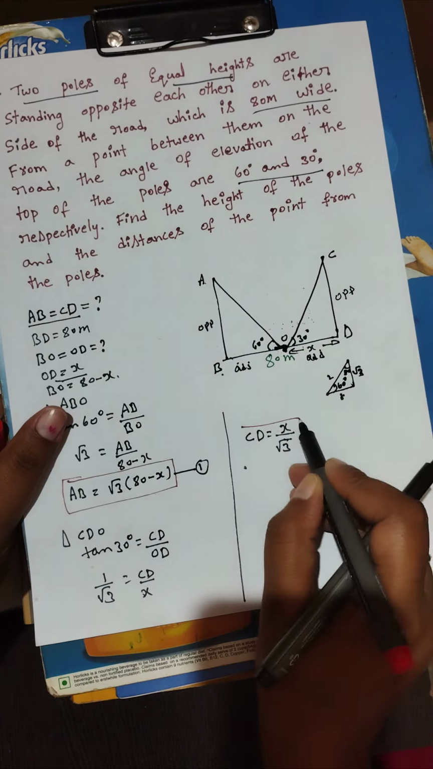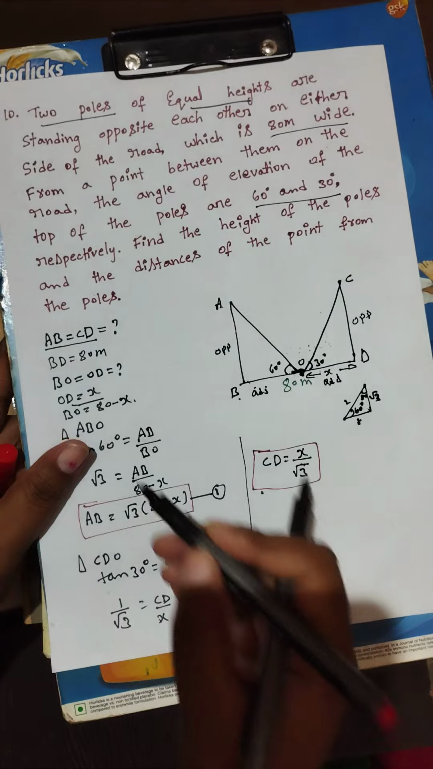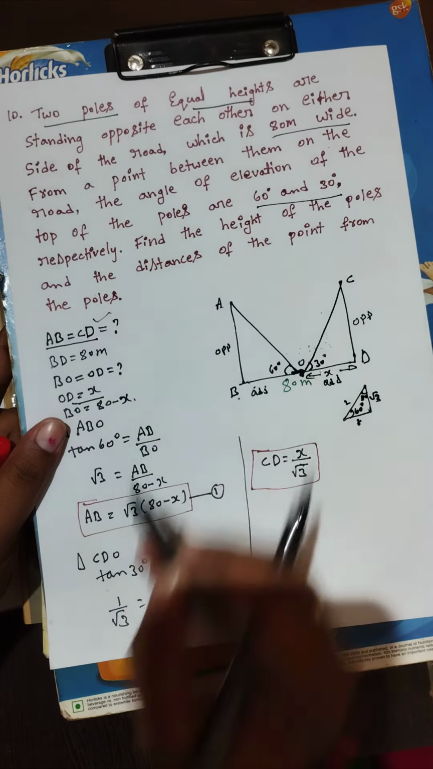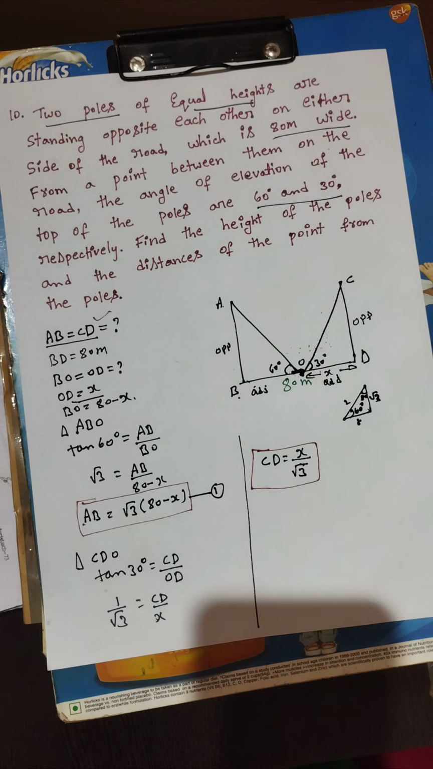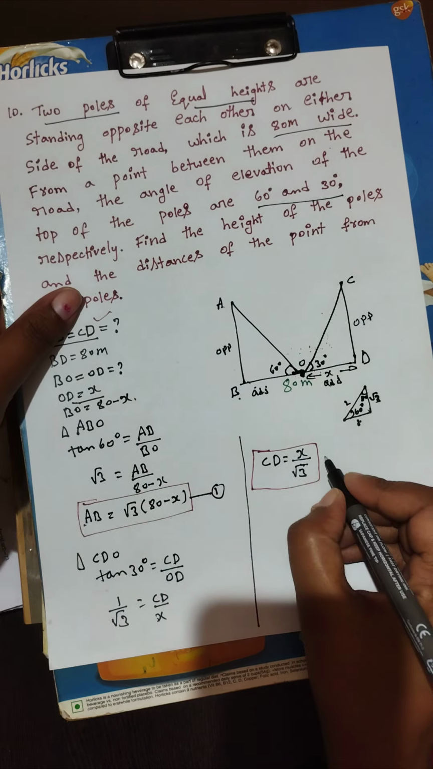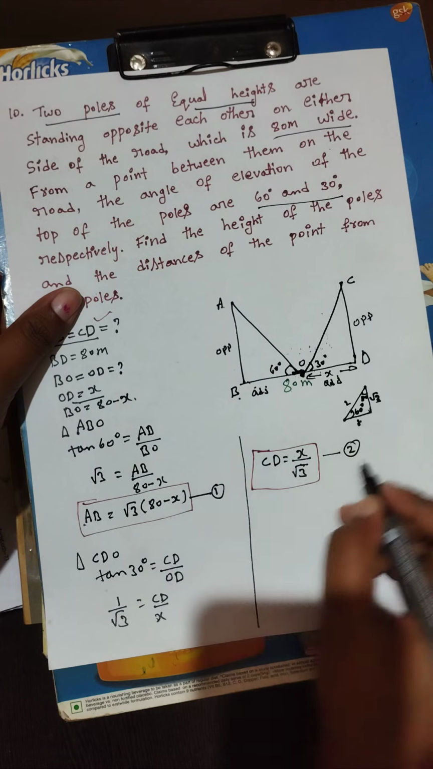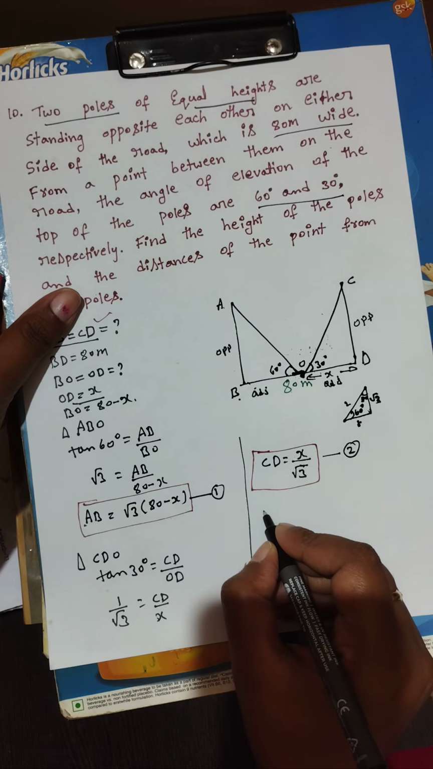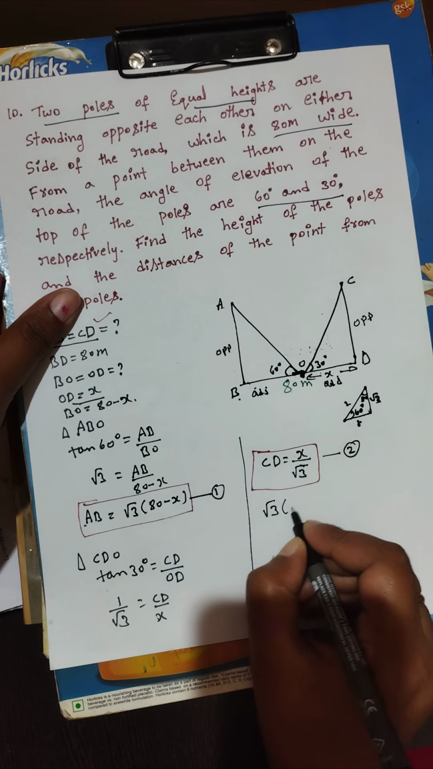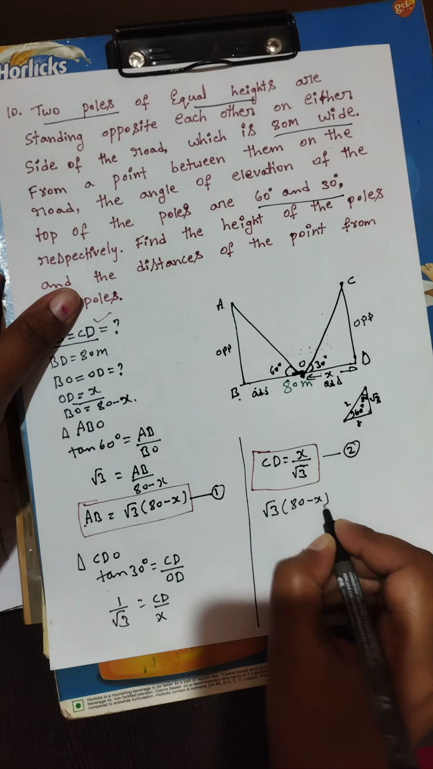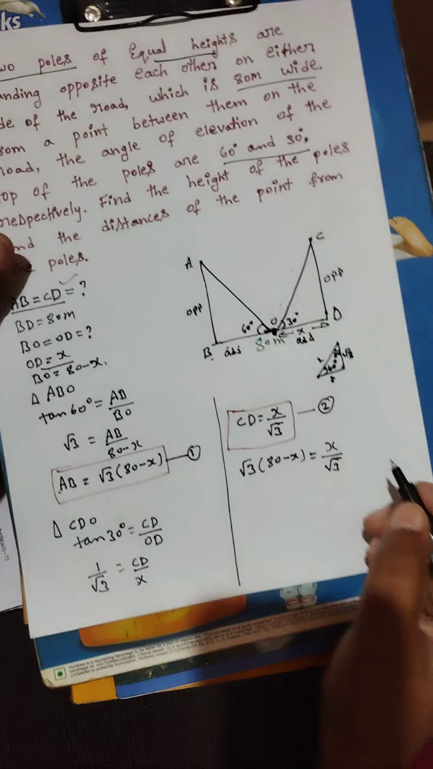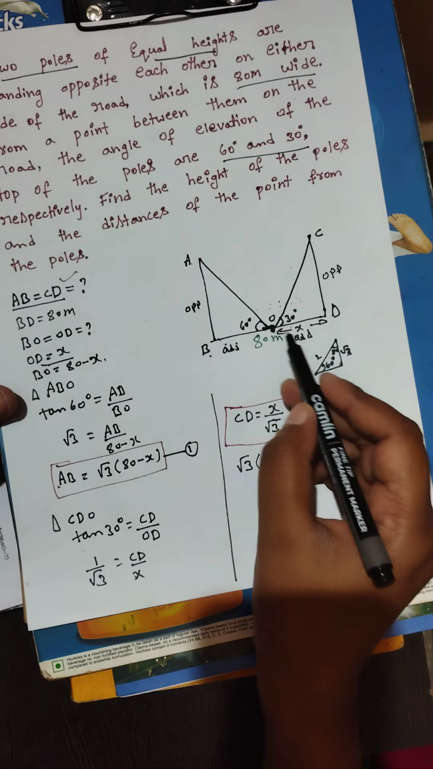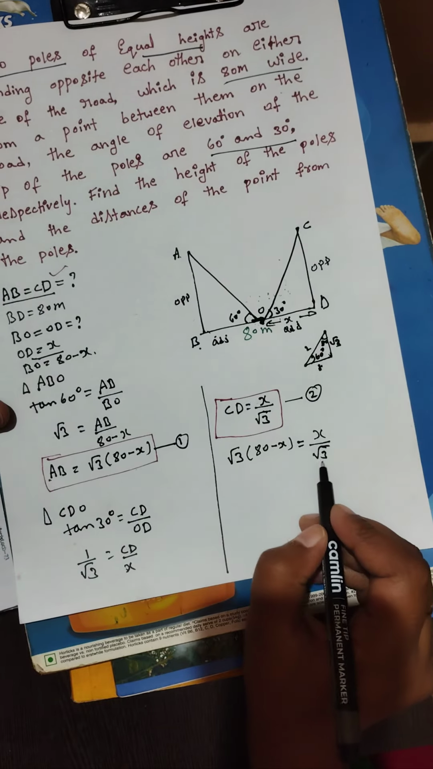After getting these two values, observe clearly the data of the problem. What is the data? AB is equal to CD. AB equal to CD means we can definitely equate the RHS part. From 1 and 2, you can equate that. What you can equate? Root 3 into (80 minus x) should be equal to x by root 3. So you can get your x. Your x is what actually? It is OD. Let us calculate now.